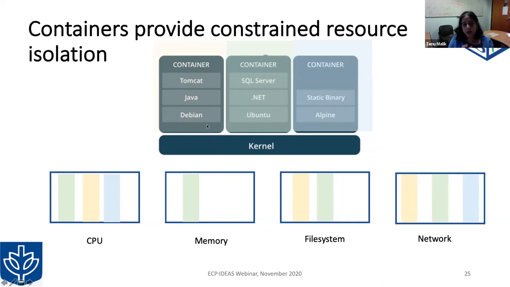In addition, the containers can apportion the resources that are available to them, such as CPU and memory. So for instance, the yellow container can use 20% of the CPU, a little bit of the file system, as much as is allocated, and some portion of the network bandwidth. And similarly, green can be allocated. So this is done through cgroups.